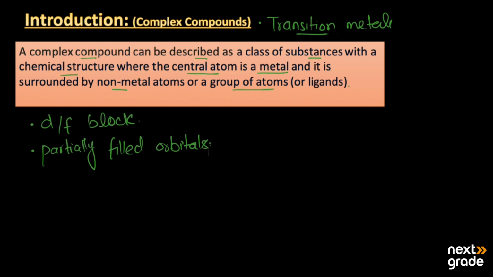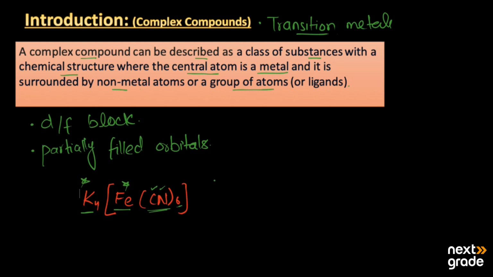Let's take a very simple example of a complex compound. According to this description, there is a central atom. Like the compound K4[Fe(CN)6], here the central atom is iron, and it is surrounded by non-metal atoms, nitrogen and carbon, or a group of atoms. These are the 6 cyanide groups that surround the iron, and the potassium atoms are also present. So this is a simple example of the complex compounds of the transition metals.